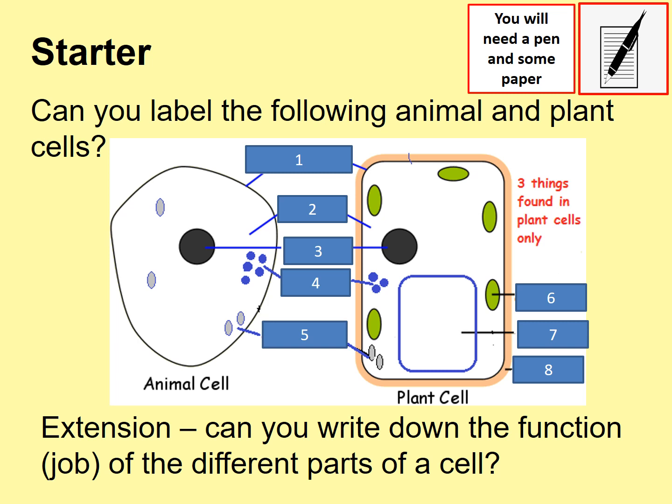What I would like you to do with your pen and paper now is write numbers 1 to 8 and label those cells. And then what I would like you to do, if you can, is to write down the function. So that is the job that each of those individual parts of a cell does. I'm going to give you 3 minutes. Off you go.